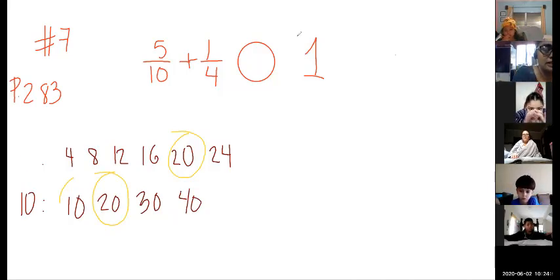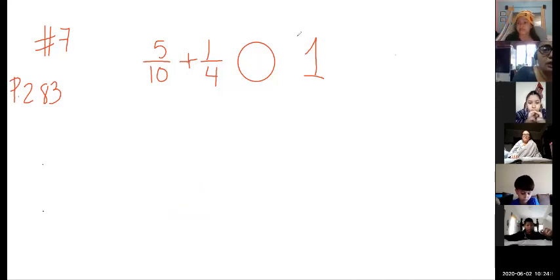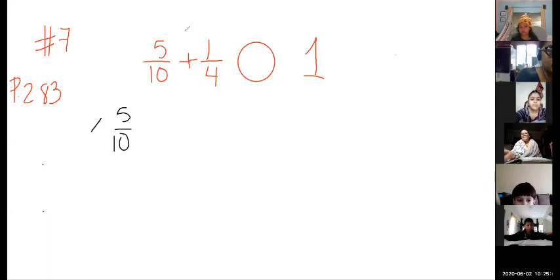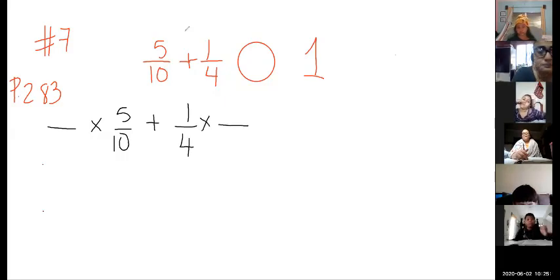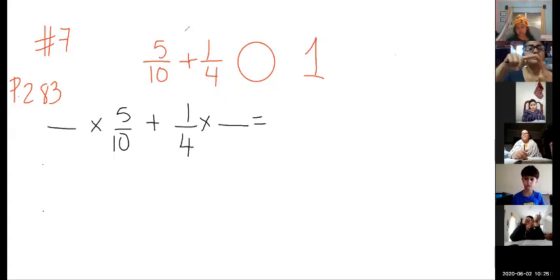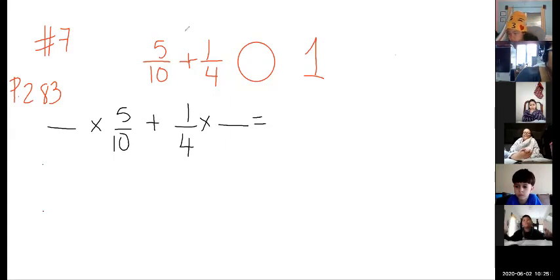Okay, how to do this? Oh, wait, let me erase this. Okay, let's write again. 5 over 10. I need to change my denominator to have 20, remember? And 1/4, I need to change my denominator to have 20. In the table of 10, a number that multiplied by 10 gives me 20 is? 10 times 1, 10, 10 times 2. Yes, I need to multiply 10 by 2. Very good, copy the same number up and down.